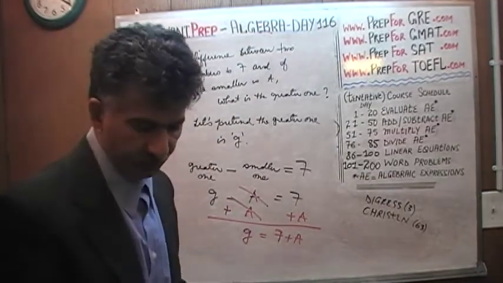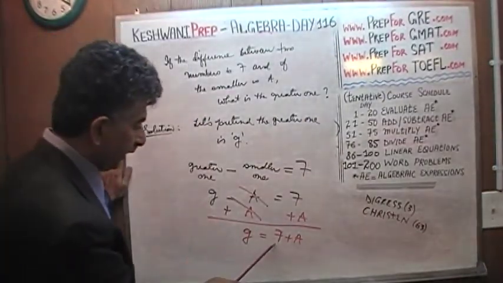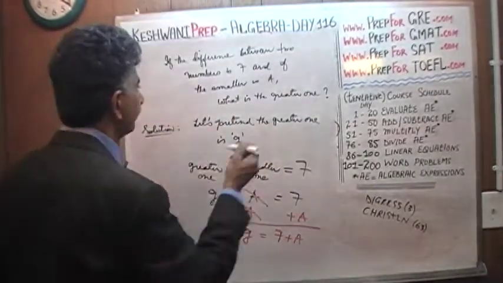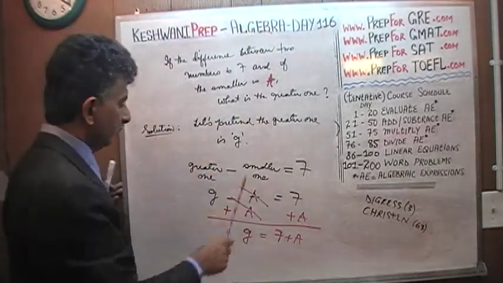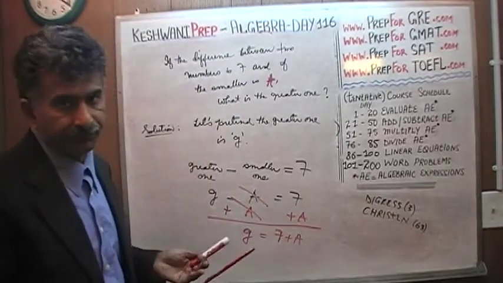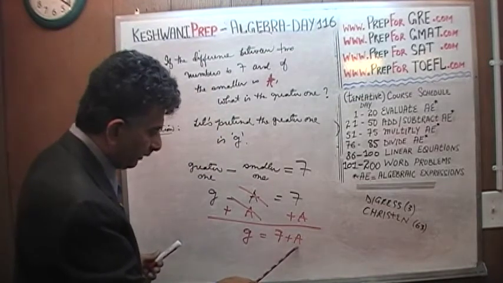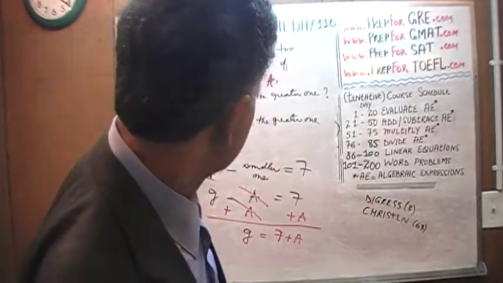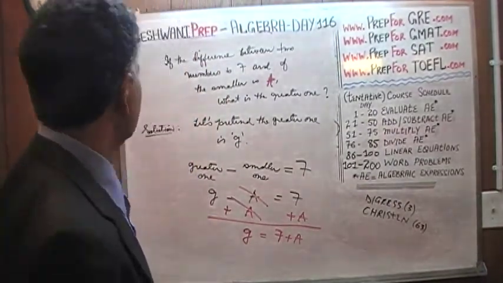Which makes perfect sense if you think about it. The greater one is so called because it is 7 more than the smaller one. If the smaller one is A, then the greater one would have to be 7 more than that, because we are told that their difference is 7. Their difference is 7, therefore the greater one is whatever the smaller one is plus 7 more. That's it. Now if you wanted to, we could plug in values to verify our answer, even though it's not necessary here. It's very simple.